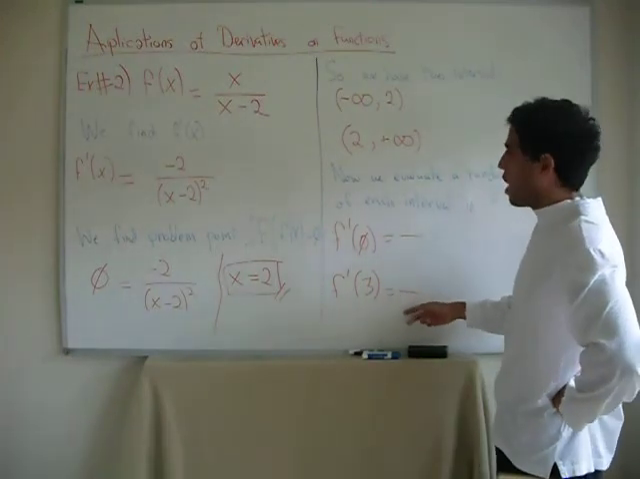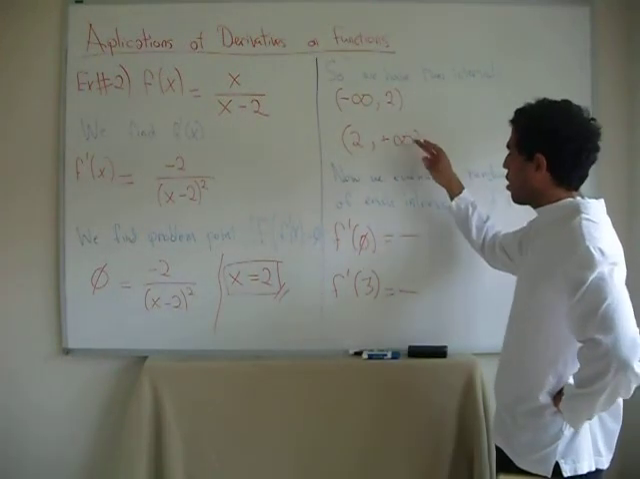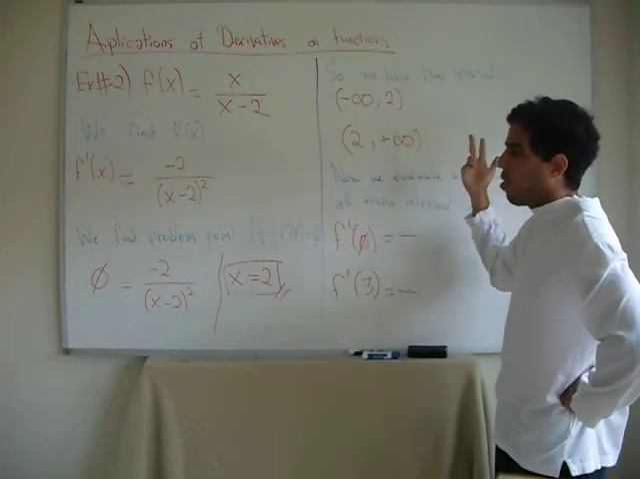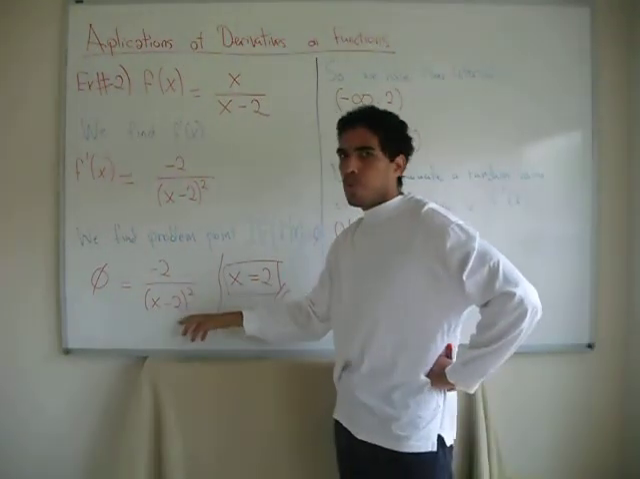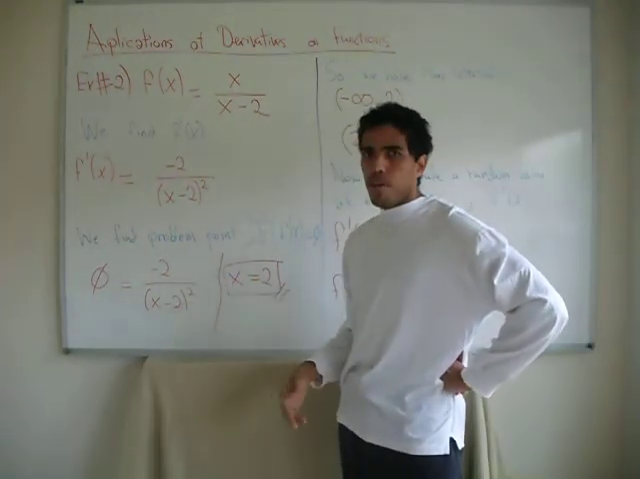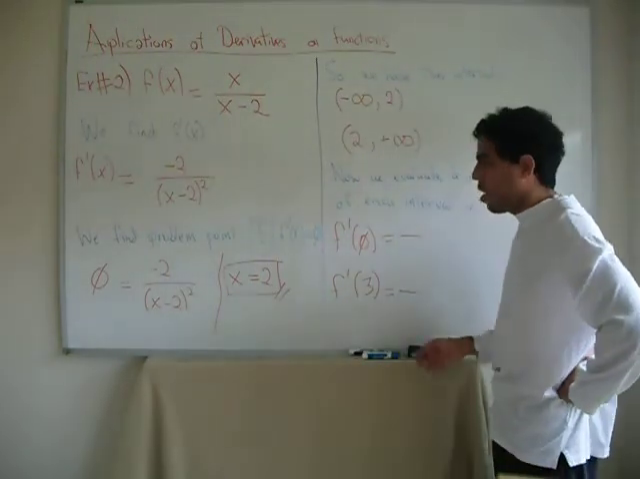And let's do a second value just to be safe on this interval. Let's do 4. 4 minus 2, 2. 2 squared is 4. Minus 2 over 4, minus 1/2. So it's still negative. Well, what's happening here?